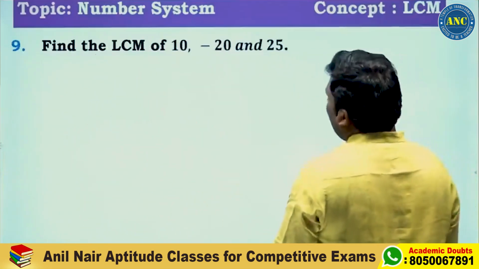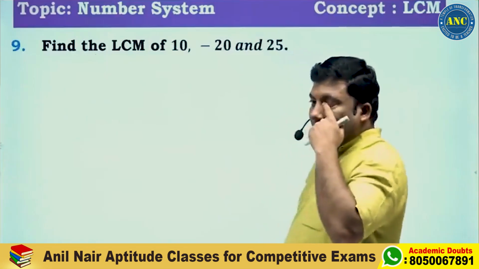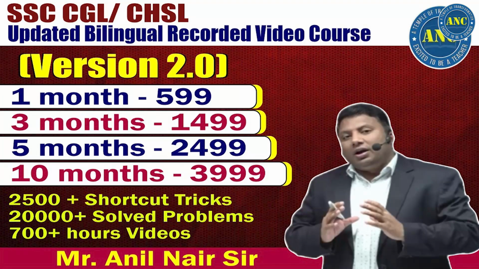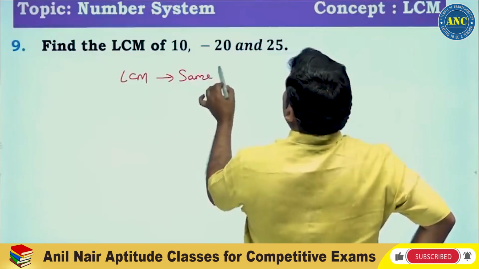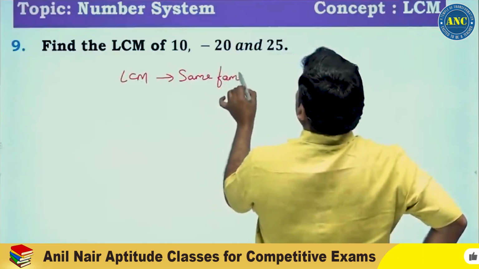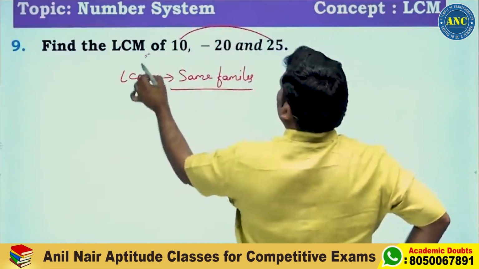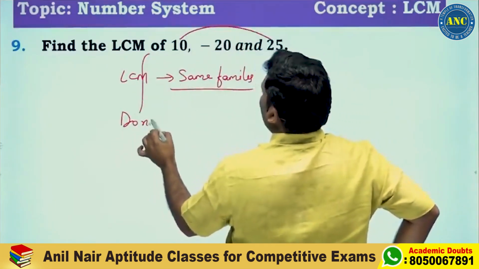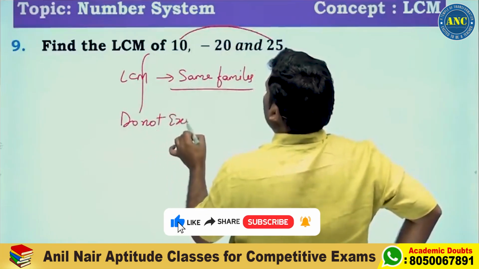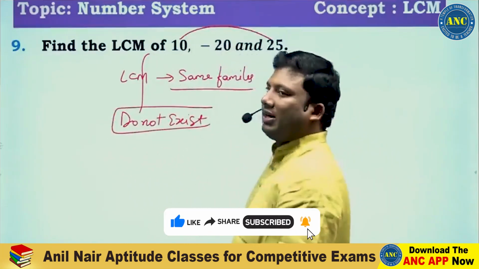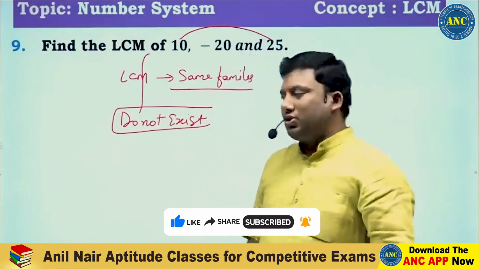Now, LCM of 10, minus 20, 25. LCM is defined for the same family. These are positive, and this is negative. You cannot compute LCM of positive with negative.